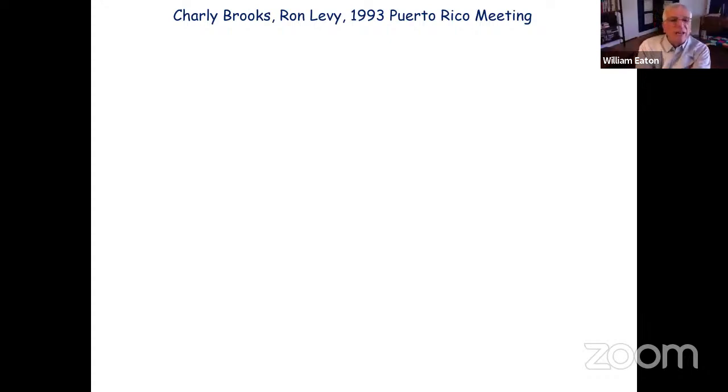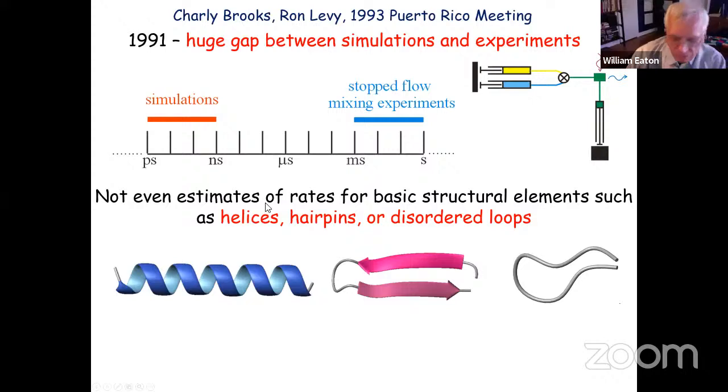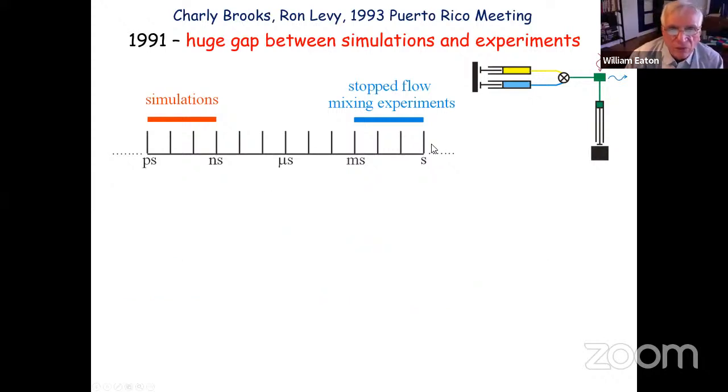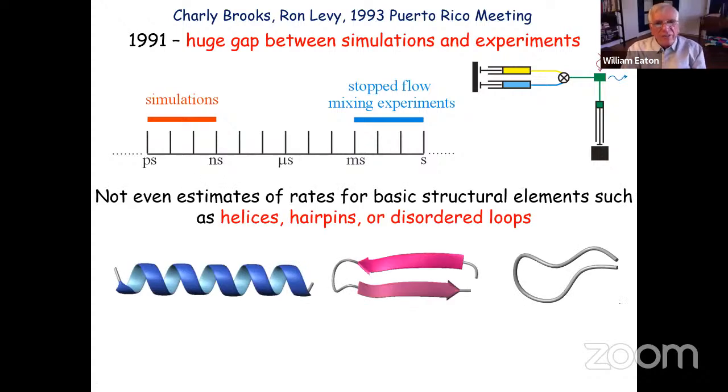My first protein folding meeting was actually a very important meeting organized by Charlie Brooks and Ron Levy in Puerto Rico in 1993. They were performing state-of-the-art molecular dynamics simulations, and were interested in having physical chemists doing fast kinetics get interested in the problem so that they could connect their simulations to actual experimental results. So at that time, there was this huge gap. A long simulation in those days was 1 nanosecond, whereas the fastest folding experiments were using the stop flow mixing method of Quentin Gibson, which only has about 1 millisecond time resolution. There were not even estimates of rates for basic structural elements such as alpha helices of the type of amino acid composition that occurs in proteins, nothing about hairpins, and nothing about disordered loops.